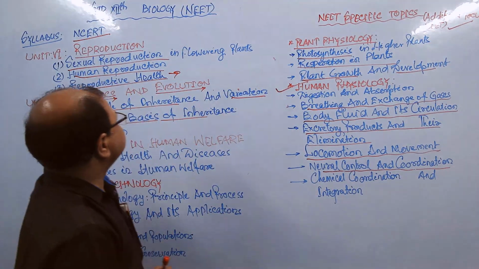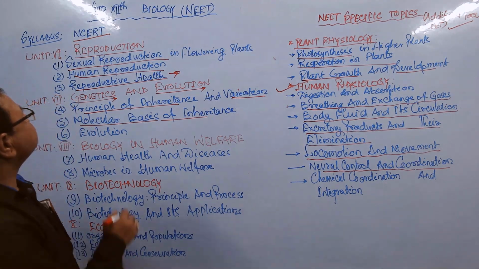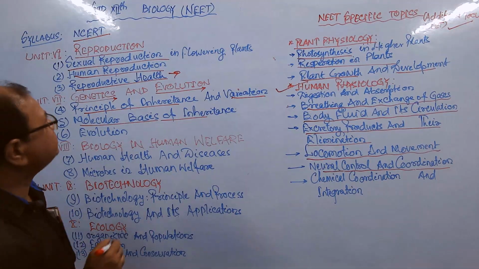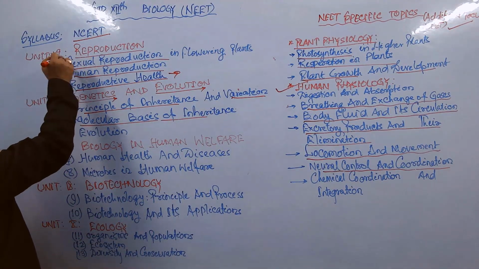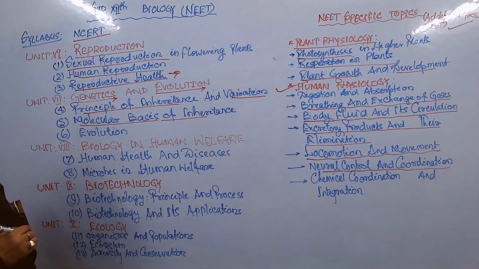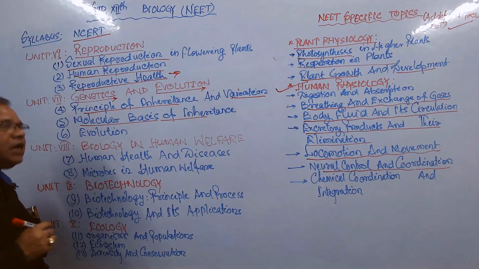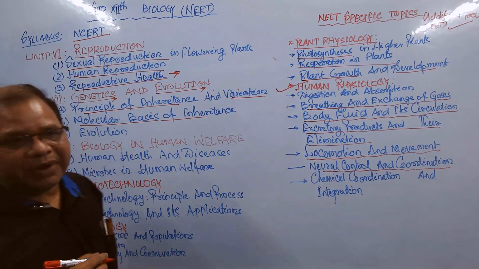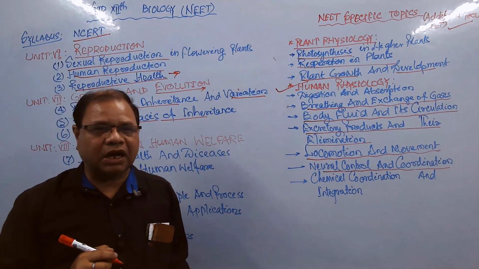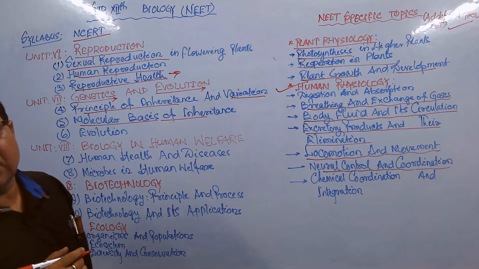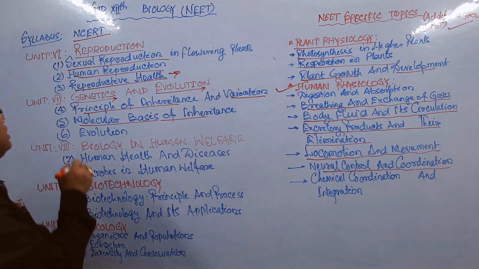Just now we are going to discuss the NCERT syllabus for the NEET students. The first unit is reproduction. Reproduction occurs in animals and plants. Here we have to discuss sexual reproduction in flowering plants. All flowering plants come under angiospermic plants. Flowering plants are called angiospermic plants.